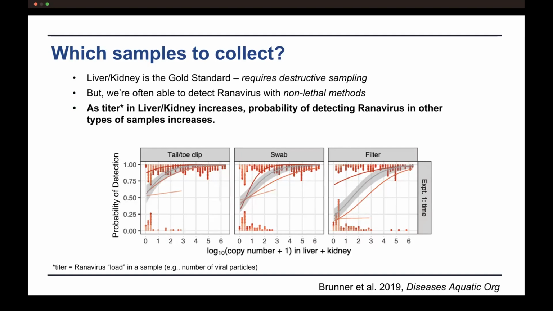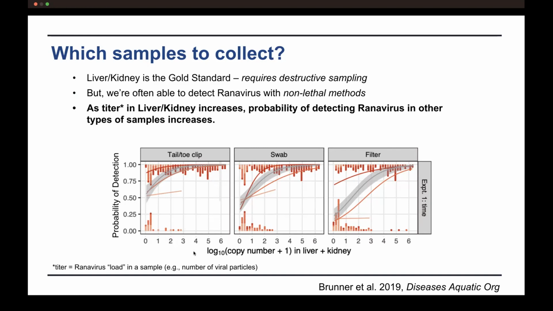So the good news is that we're often able to detect ranavirus with non-lethal methods. And so I have some data here from Jesse's group. And on the x-axis, we have basically the number of copies of the virus in the liver and kidney, which again is kind of like the gold standard. And here we have the probability of detection. And we have toe or tail clips, swabs, or eDNA filters.